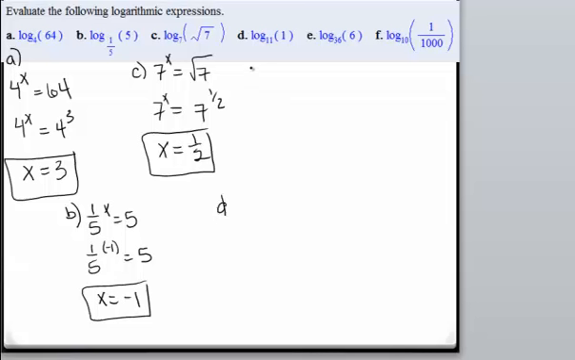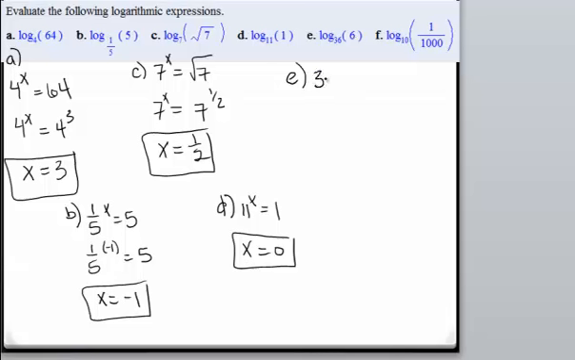How about d? We have 11 to something equals 1. The only way you can get 1 there is if x is equal to 0, because anything to the 0 power is 1. So how about e?